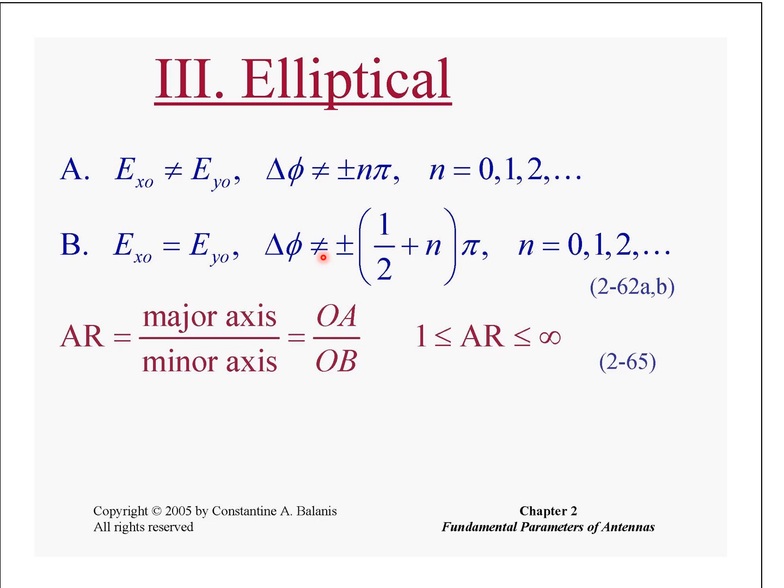Elliptical polarization or circular polarization, both are measured by a parameter, and that parameter is called the axial ratio, which is the ratio of the major axis of the polarization ellipse to the minor axis of the polarization ellipse, OA divided by OB. So if OA is equal to OB, then the axial ratio will be 1 and the wave will be purely circularly polarized. If OB is 0 and OA is non-zero, the axial ratio will be infinity, and it will mean that the wave is linearly polarized.